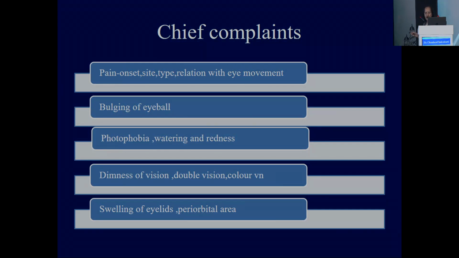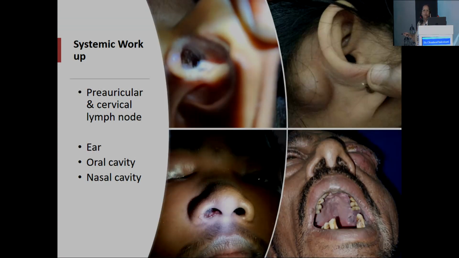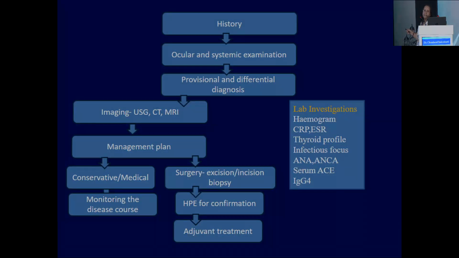If the orbital apex is involved, there is swelling of the eyelid and periorbital region. Don't forget to examine the mouth, because there may be septic foci, or a nasal bleed, which may indicate mucormycosis or sinusitis, and post-auricular lymphadenopathy. Don't forget to do a detailed examination.